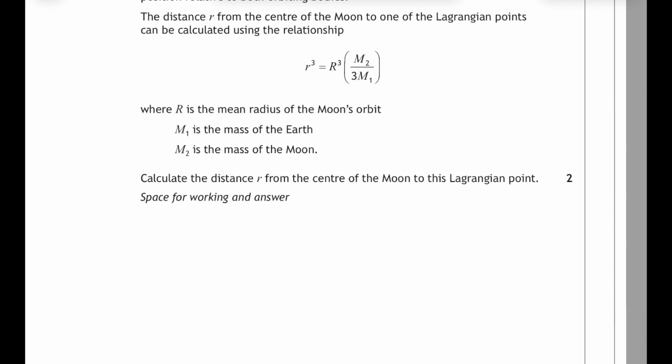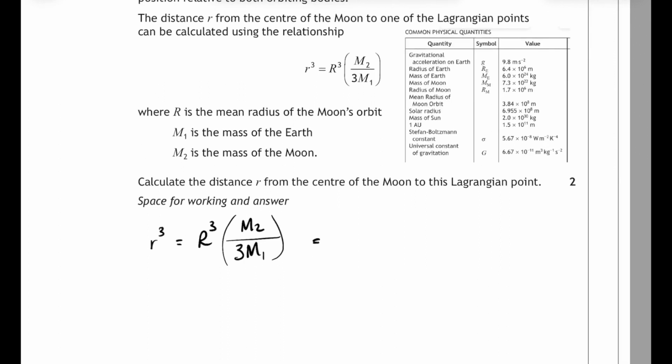We have to calculate small r there. So let's write it down and then figure out all the numbers we need to sub in here. So capital R is the mean radius of the Moon's orbit. M1 is the mass of the Earth and M2 is the mass of the Moon. And you'll find all of them on the data sheet. So, to save me scrolling back and forward, there's a wee data sheet there, and there's everything we need. So capital R is the mean radius of the Moon's orbit. It's 3.84 times 10 to the 8.